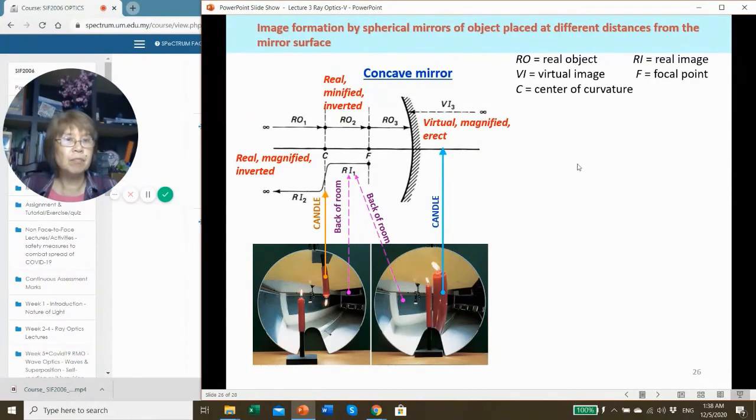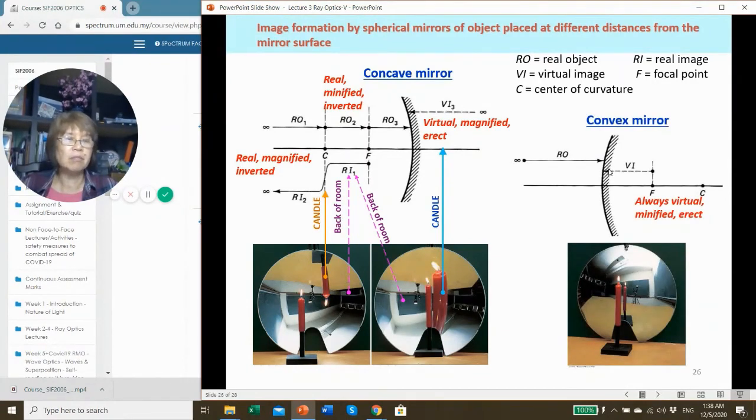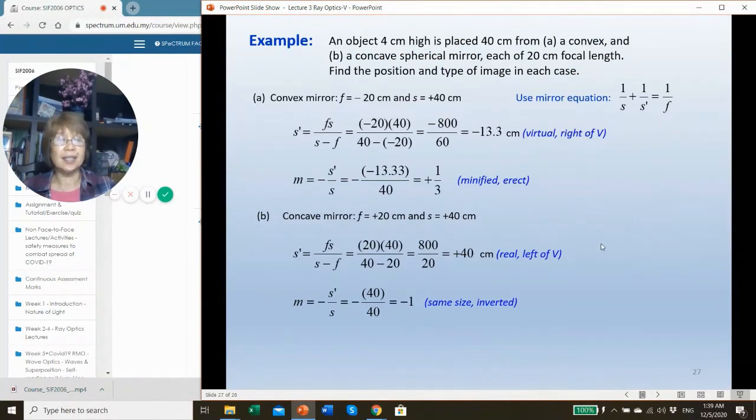And for the convex mirror, nothing interesting. You can bring the real object from infinity up to the surface of the mirror. You will get a virtual image all the time, and it's always smaller. But this is a very useful mirror. If the shopkeeper is at one corner, and the mirror is up on the wall at another corner of his shop, then he can view his entire shop if it's properly placed.